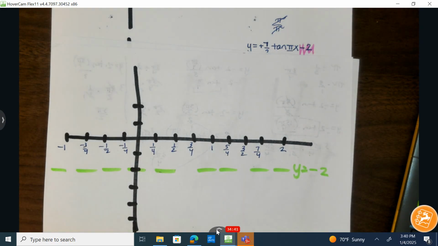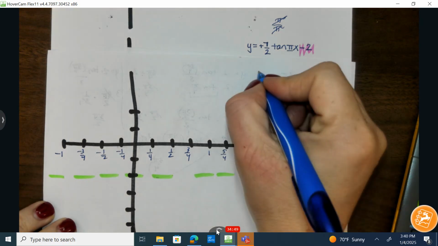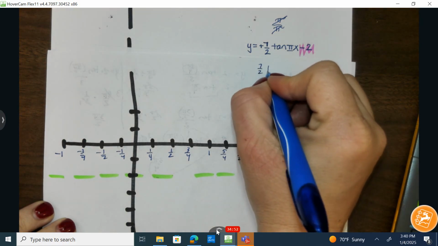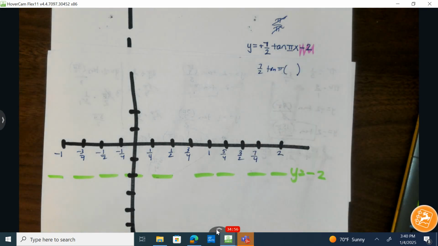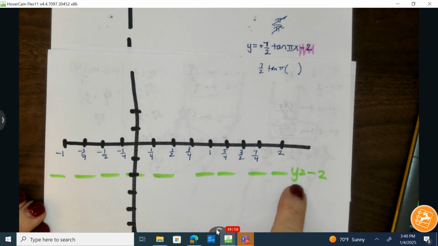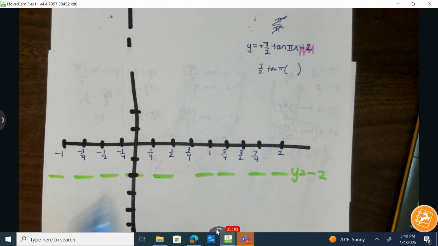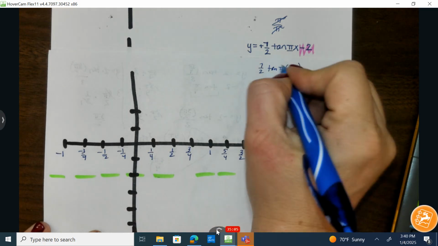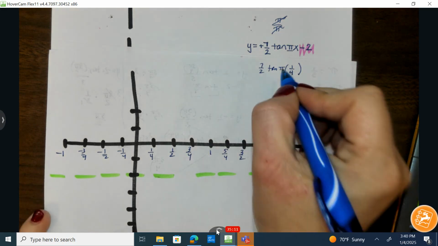Okay, it's time. So I've got everything set up. We're ready to graph. Okay, hopefully these patterns are making sense to you right now. Let's start by plugging in the first x scale. So I have 7/2 times the tangent of pi, and then I put in a parenthesis here. I don't need to worry about the -2. We've already adjusted for that on the graph. Think of this as my x-axis right now. I've adjusted that. I'm going to put in the very first x scale value, or the first unit to the right of the origin, which is 1/2, and then I'm going to simplify.